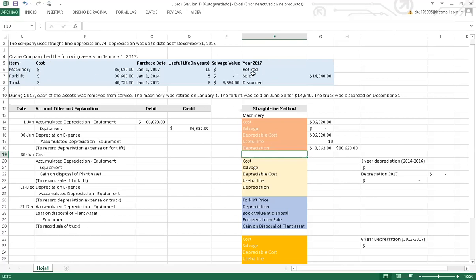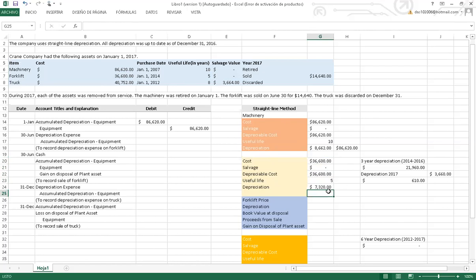And it says that the company sells these for $14,640. So first we're going to calculate the depreciation, and we know that the cost is $36,600. The salvage will equal 0, and the depreciable cost is cost minus salvage, and we also record the useful life. And then we calculate the annual depreciation. That will be the depreciable cost divided by the useful life.